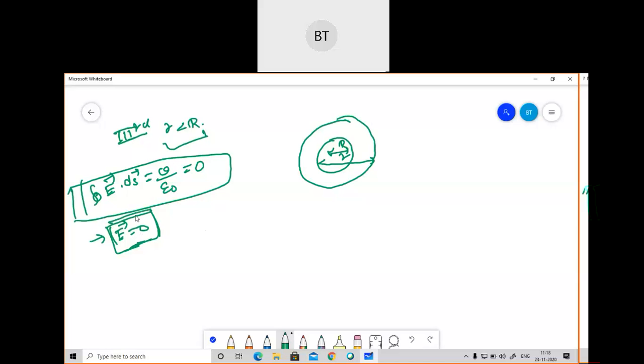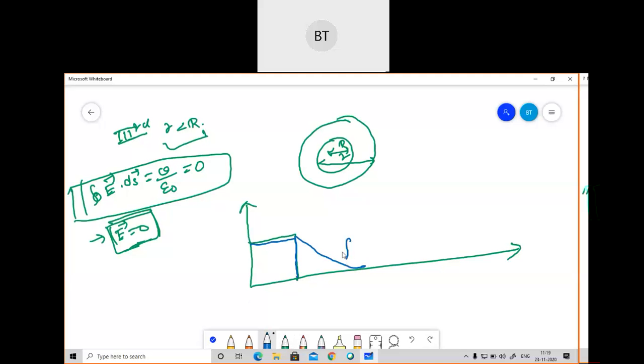So inside the surface, the electric field will be 0. Let me make the graphical representation for this. How will we deal with this graphically? So this is distance. First, the electric field is constant in this part, and now in this part the electric field is decreasing.